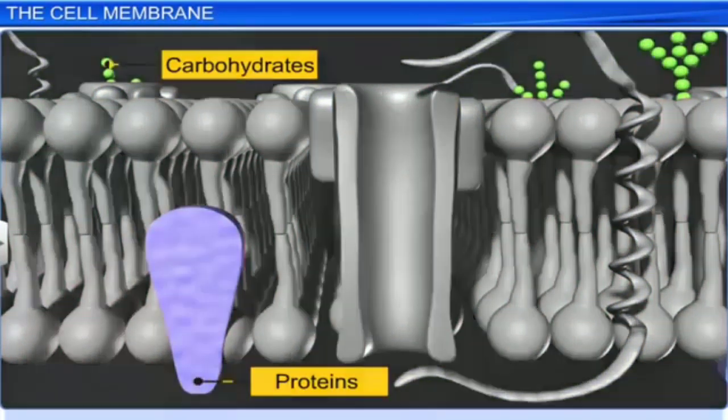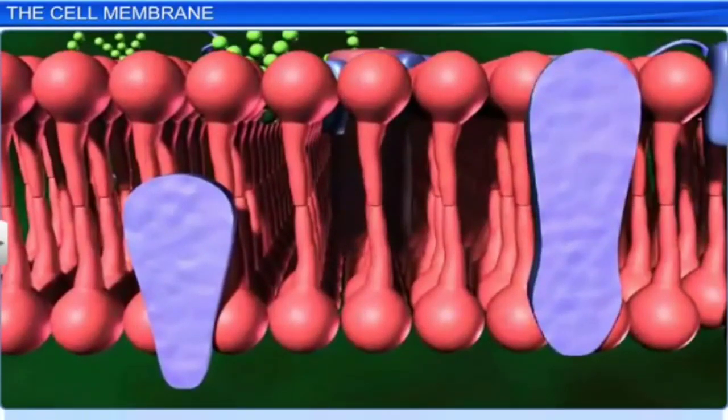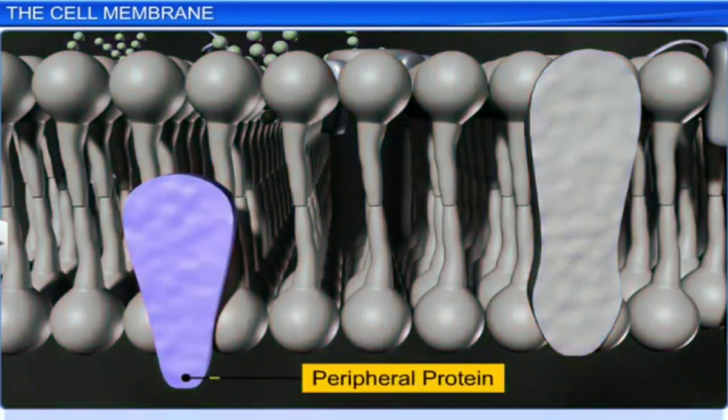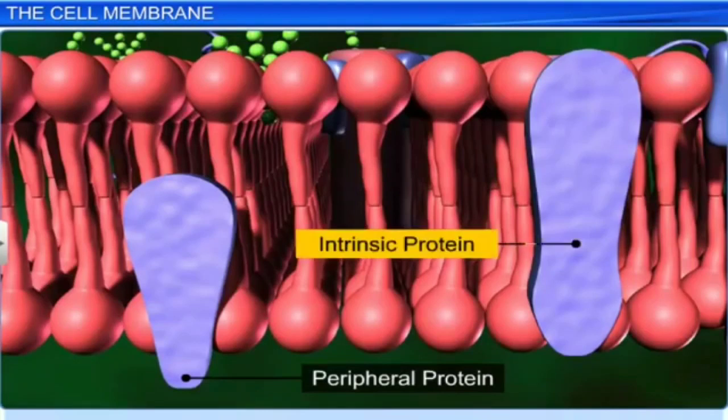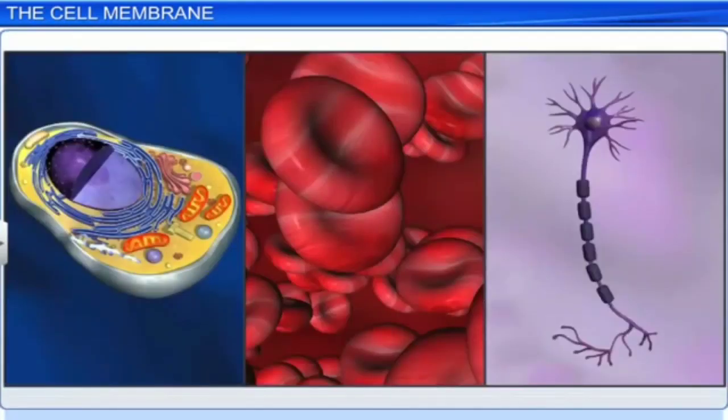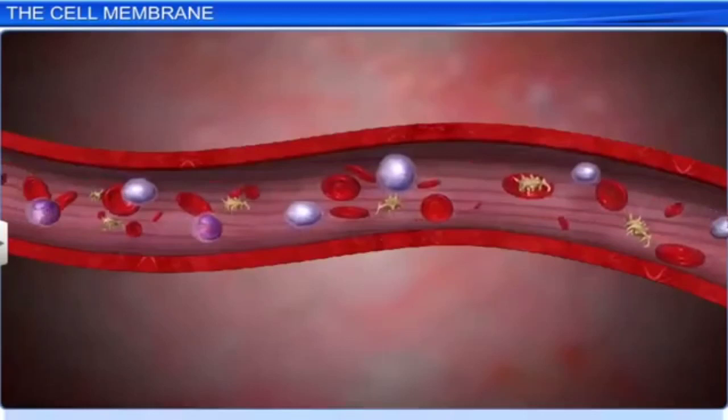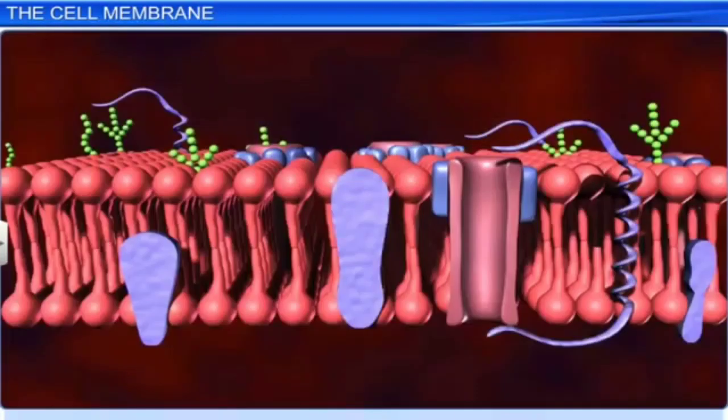Moreover, the proteins are arranged in 2 forms, peripheral and intrinsic. Peripheral proteins lie on the surface of the membrane and can be easily removed by physical methods. On the other hand, intrinsic proteins are totally or partially embedded in the bilayer and can be removed only after disrupting the entire membrane. Scientists also deduced that the ratio of proteins to lipids varies greatly between different types of cells. For instance, the cell membrane of red blood cells is 52% proteins and 40% lipids.